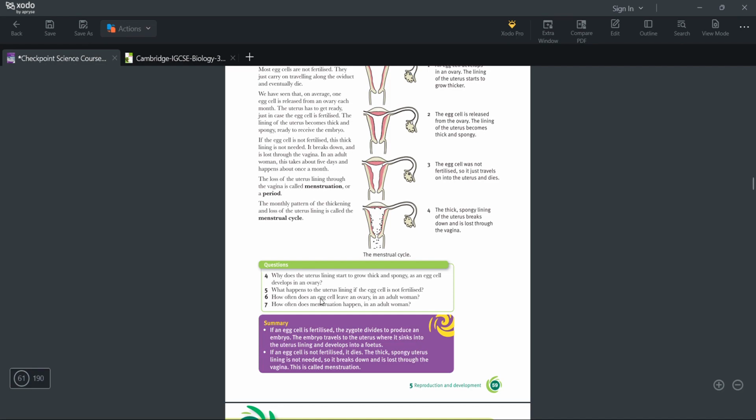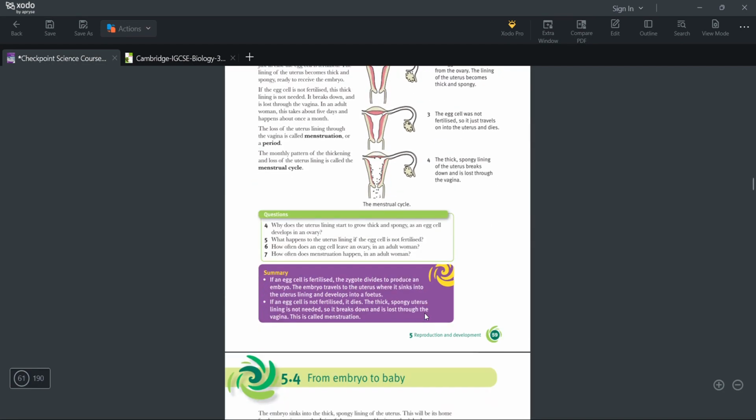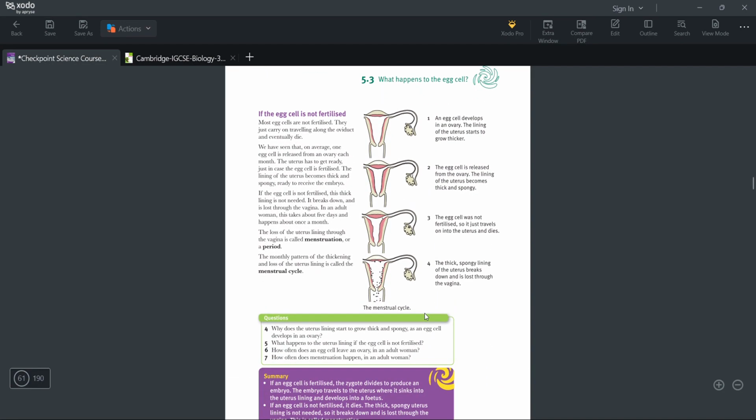Okay. Then these two, 6 and 7, generally have the same answer. How often does an egg cell leave an ovary in the adult woman? There can be cases where more than one egg is released, but in general we're looking at the release of at least one egg every 28 days that gets this process going.